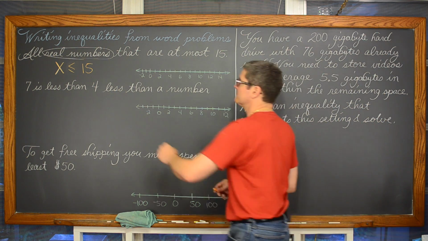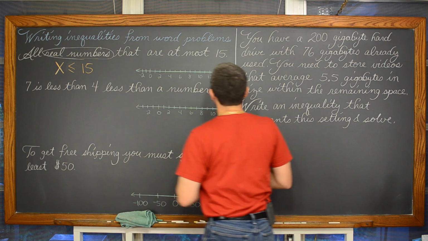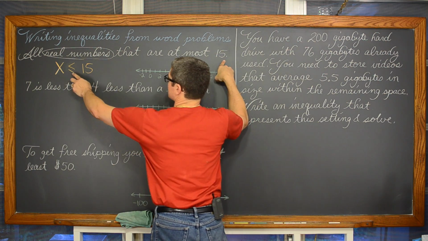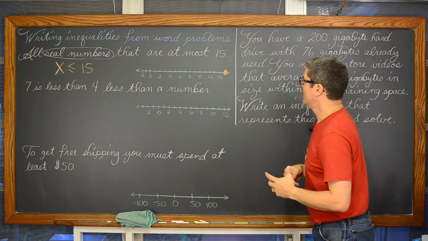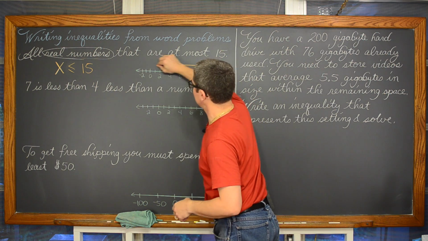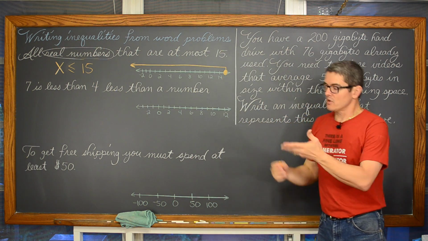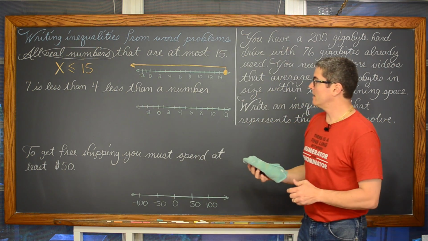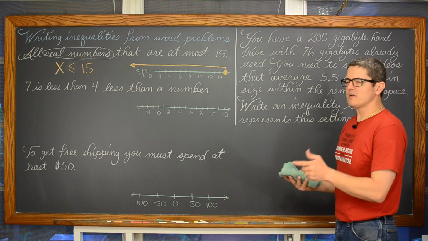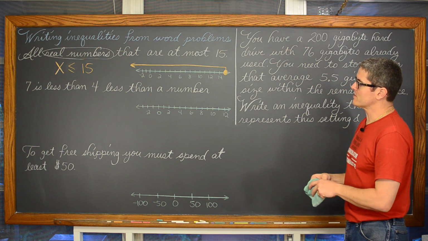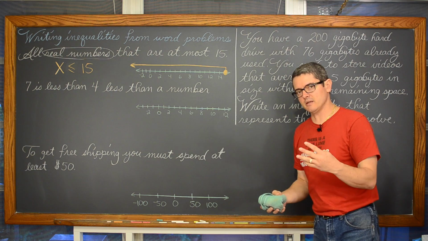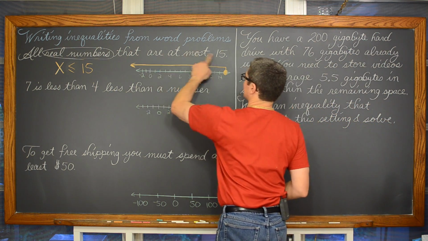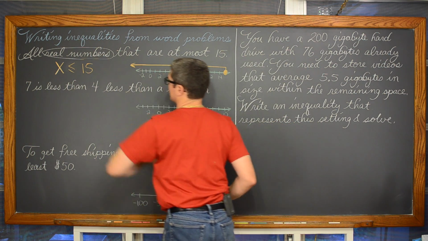Now, for the shading, we can put a solid dot on the 15. Solid because at most would include the value of 15. And then we're going to shade to the left. So that's a little bit of review about shading number lines based on an inequality. Now, I said I'm going to do 5 examples, but I want to change the wording of this a little bit, and I hope that the van idea gave you some insight as to why something at most 15 means it has to be less than or equal to 15.